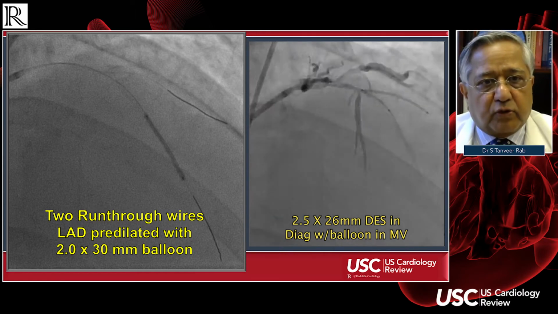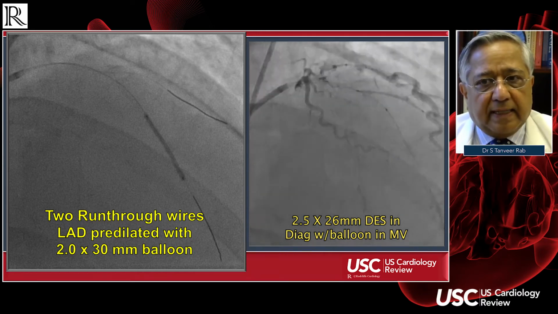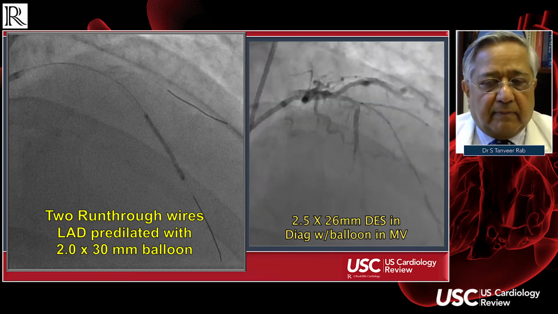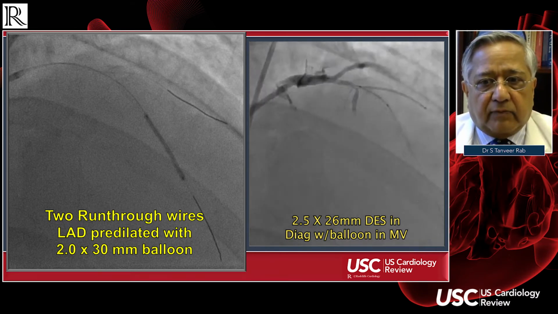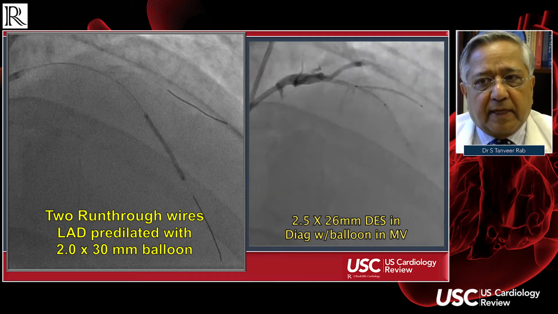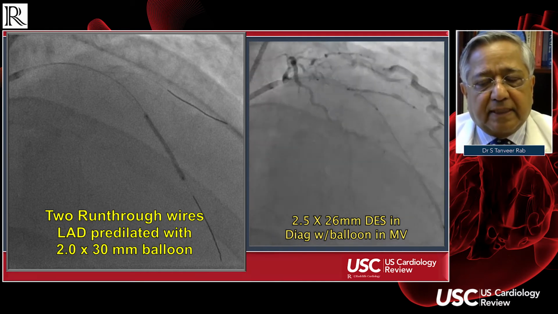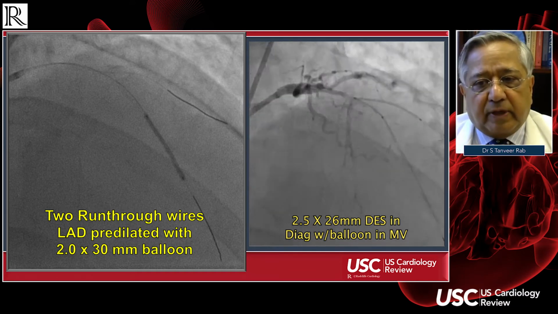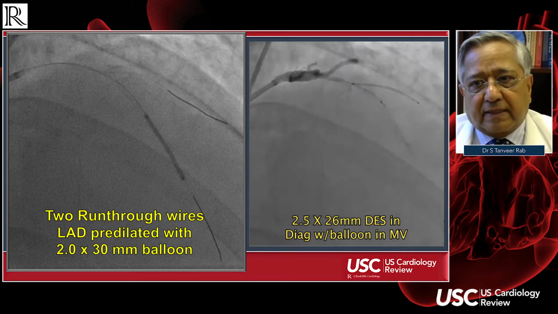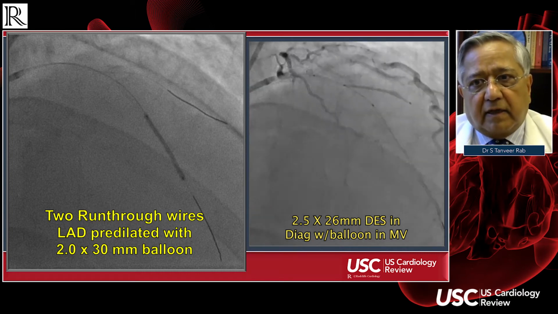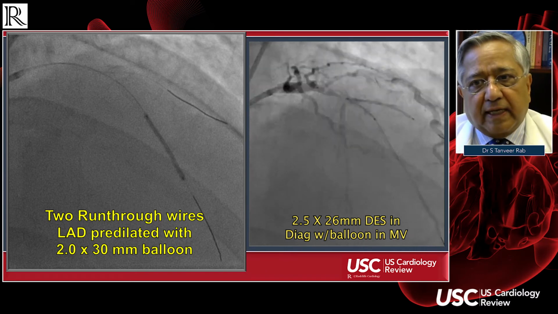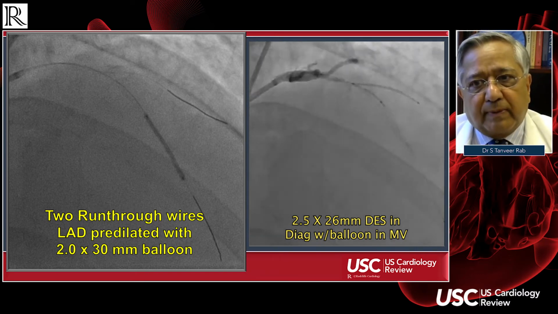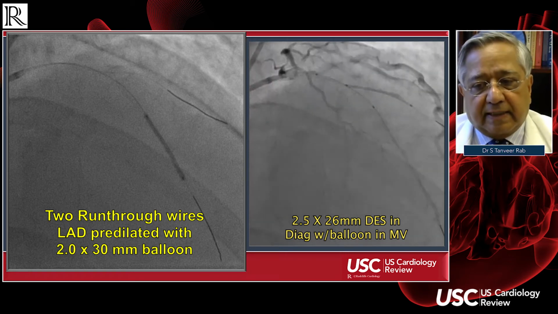So we put 2 run-through wires, and we pre-dilated the LAD before the bifurcation with a 2.0 by 30 millimeter balloon. And we also decided that we could primarily stent the diagonal. We're thinking about DK crush because clearly this is going to be a 2-stent approach. And we put a 2.5 by 26 drug-eluting stent in the diagonal with protrusion into the LAD. But the LAD is not the largest vessel, so you want to protrude 1 to 2 millimeters inward, with the balloon sitting in the LAD.